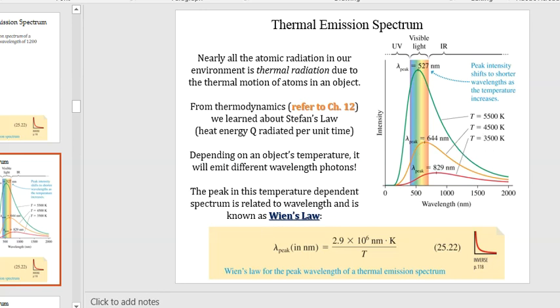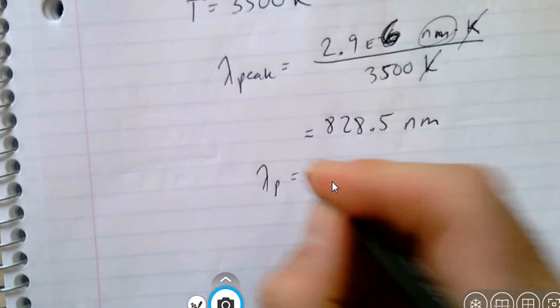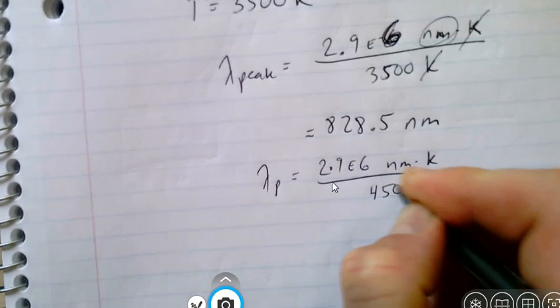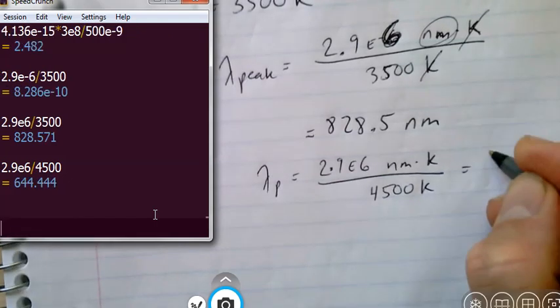Now let's go a little bit hotter. Let's go up to 4500 Kelvin. So we're going to take the same formula here. Notice that the Kelvin and the Kelvin cancel out, and we're left with nanometers. But now the peak wavelength is 2.9 times 10 to the 6 nanometers Kelvin, and we want to divide by 4500 Kelvin. In that case, I'll just take my calculator and change this to 4500 Kelvin.